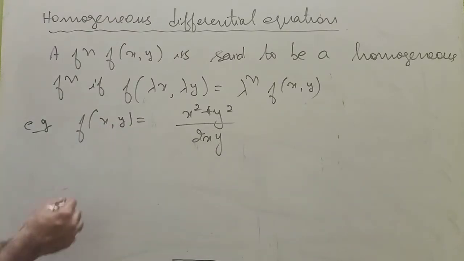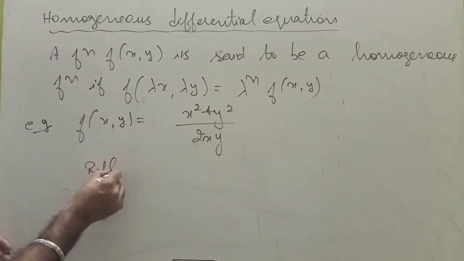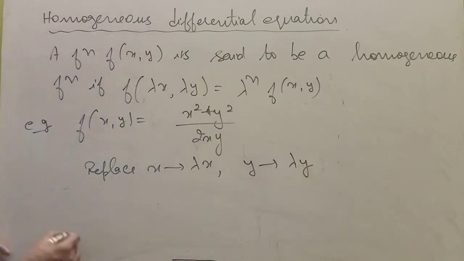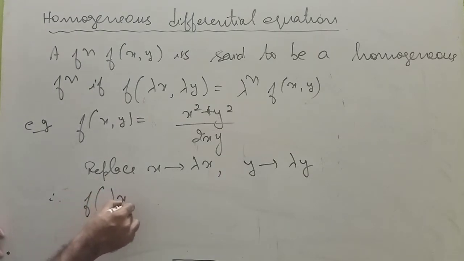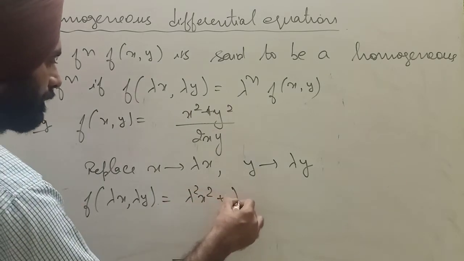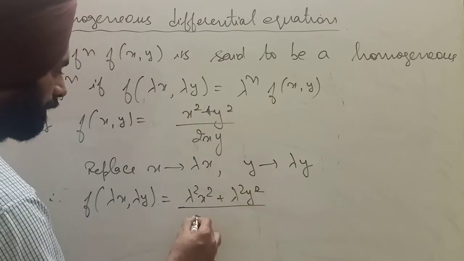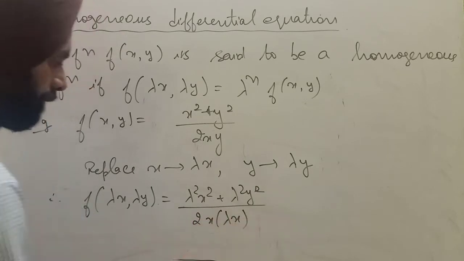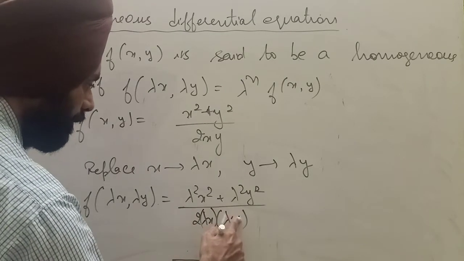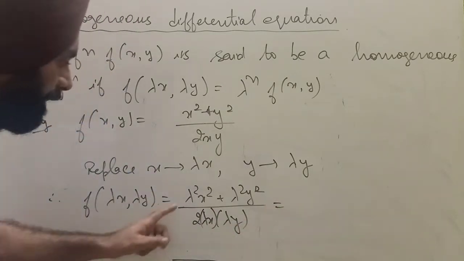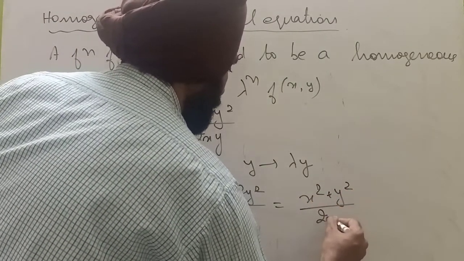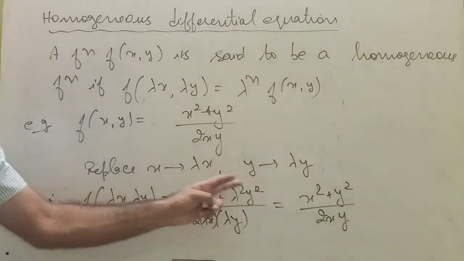Now how we can prove it? Replace x by lambda x and y by lambda y. Therefore left hand side is f of lambda x, lambda y is equal to lambda square x square plus lambda square y square divided by 2x into lambda x, lambda y. So take lambda square common, and which will cancel out. So this is (x square plus y square) by 2xy. Now you can see that this is again f of x,y.